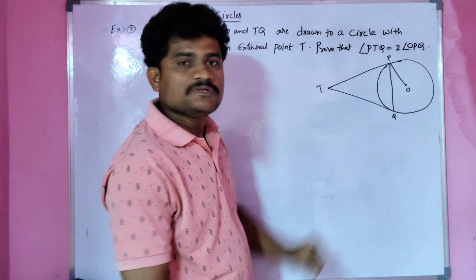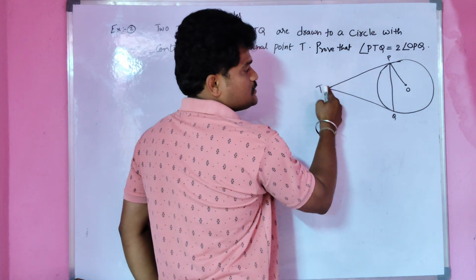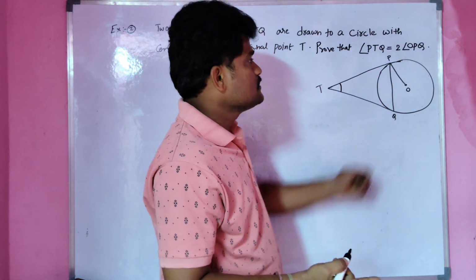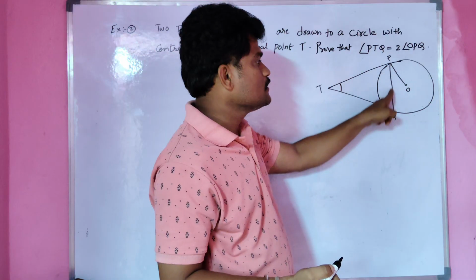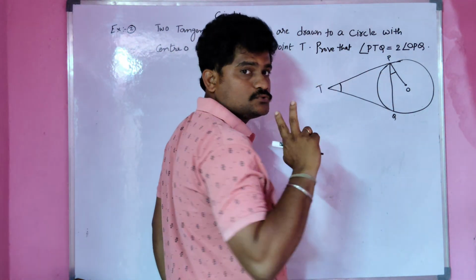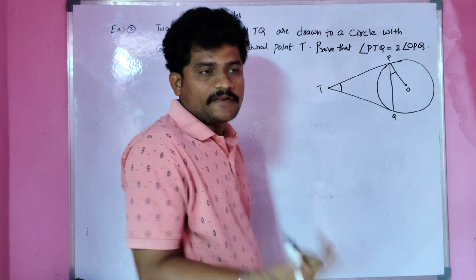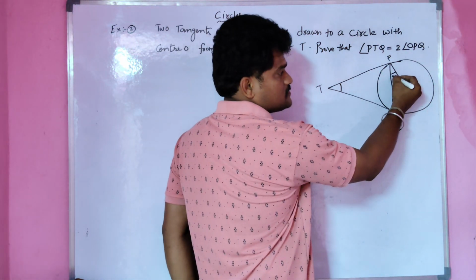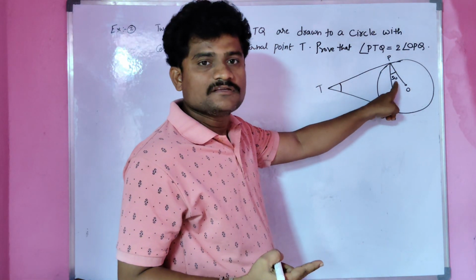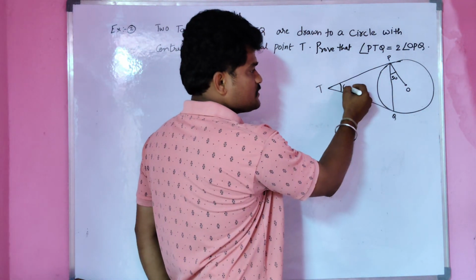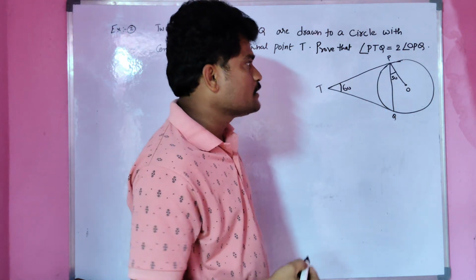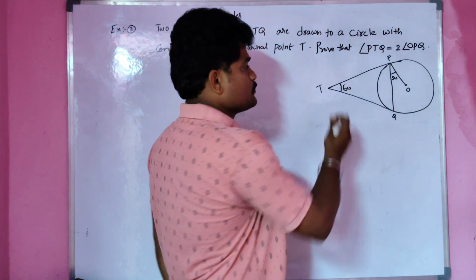PTQ means this angle. This angle is 2 times angle OPQ, this angle. So we need to prove this angle is 2 times that angle. For example, if this is 30 degrees, then this angle will be 2 times 30 degrees, 2 30s are 60 degrees. So angle PTQ is equal to 2 times angle OPQ. We want to prove that.